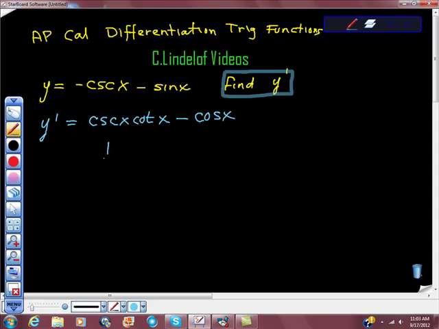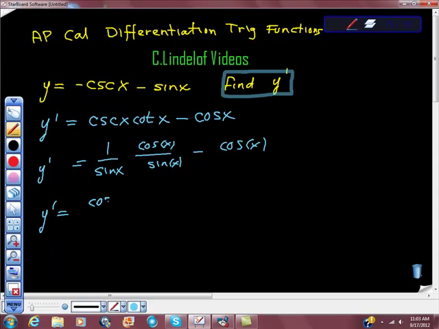Cosecant is 1 over sine x, isn't it? Cotan is cosine x over sine x minus cosine x. So if you look at this for a second, it's just a lot of trig. It'll be okay. So y prime again is equal to 1 times cosine x over sine x times sine x, which is sine squared x, minus cosine x.